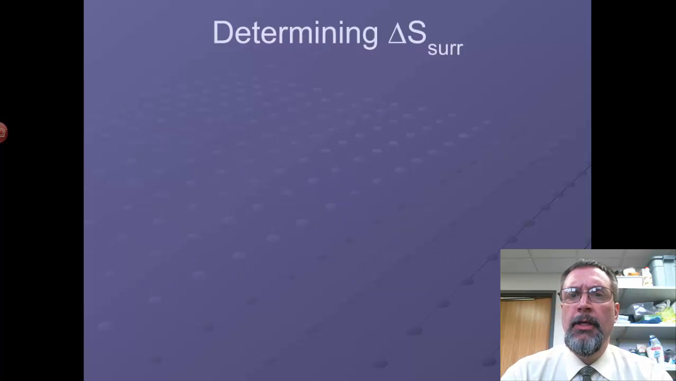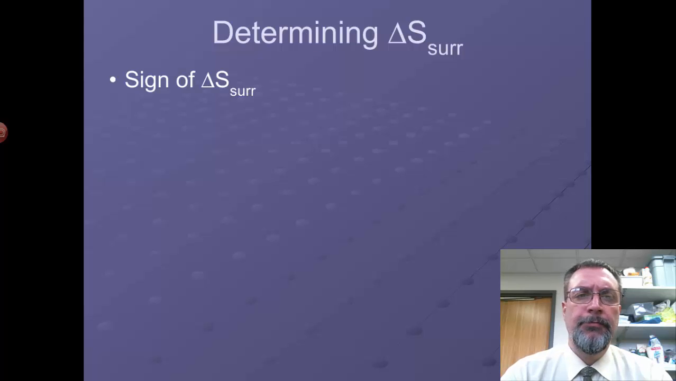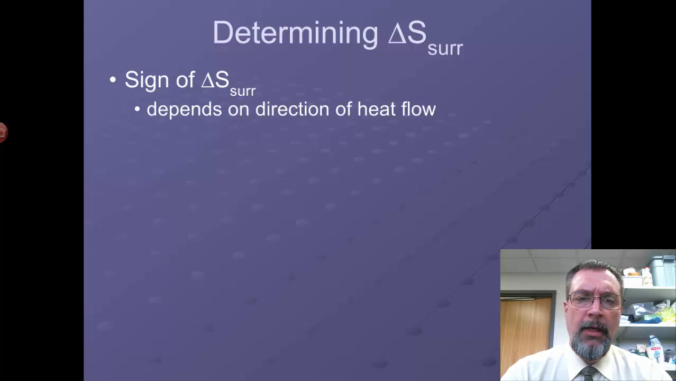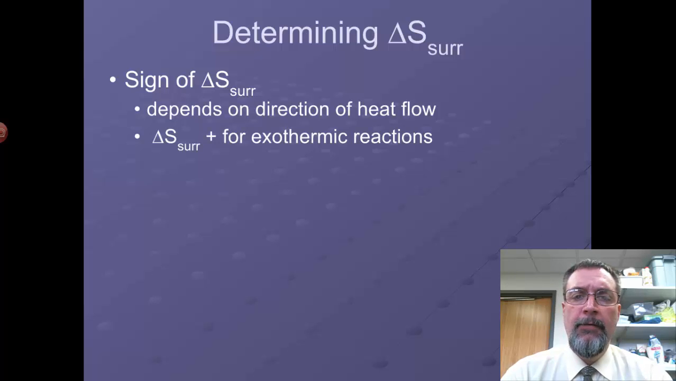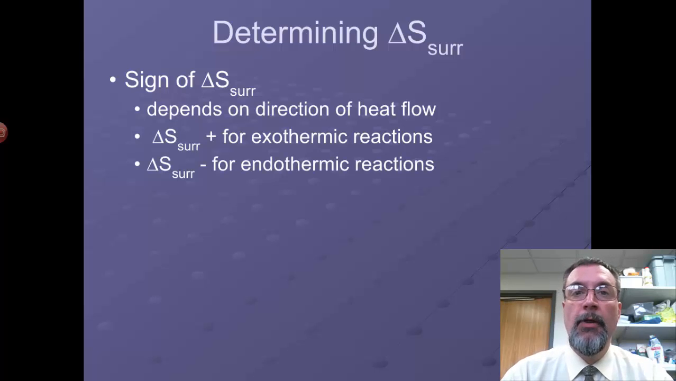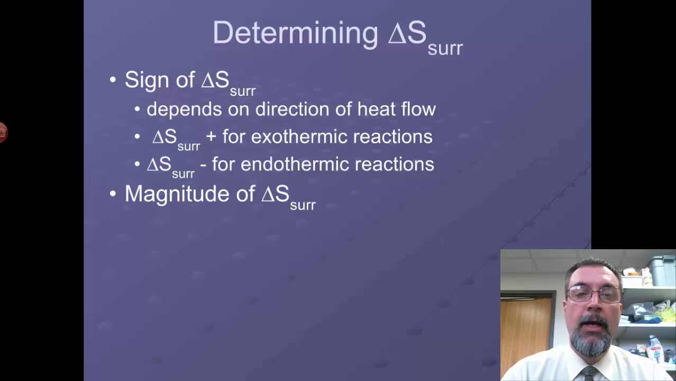So how do we determine the entropy of the surroundings? The sign of the entropy of the surroundings depends on the direction of heat flow. Usually, if it's an exothermic reaction, that means that heat is being given off by the system into the surroundings. The surroundings are taking on that heat. They should be becoming less ordered. So for exothermic reactions, delta S of the surroundings has a positive sign. It's the opposite of delta H because of the way the heat's flowing, and negative for endothermic reactions.